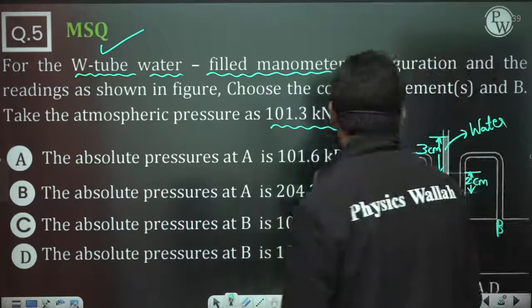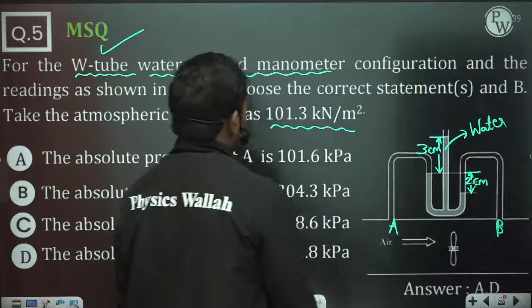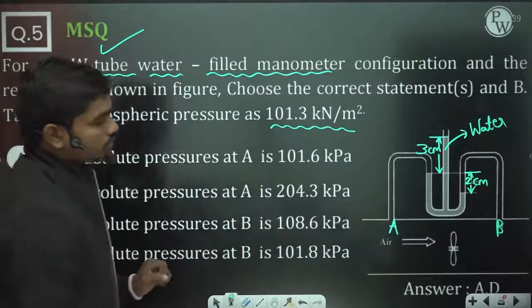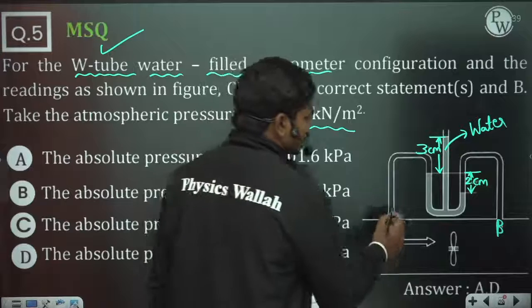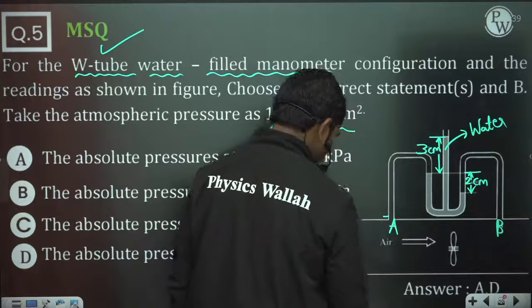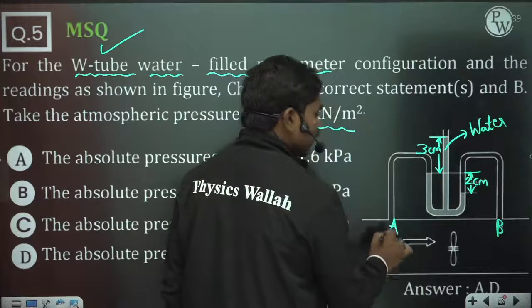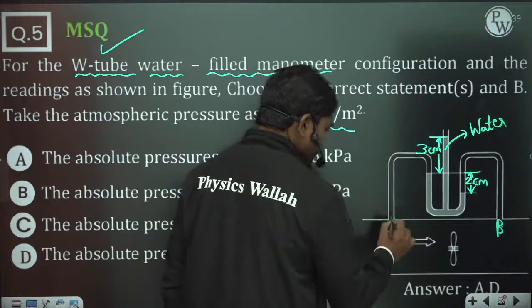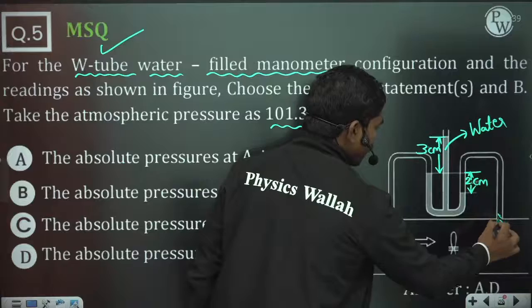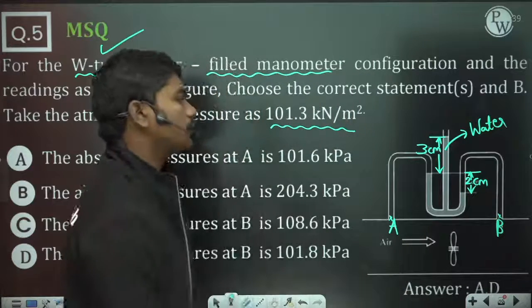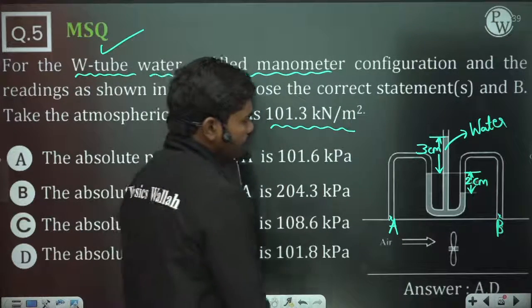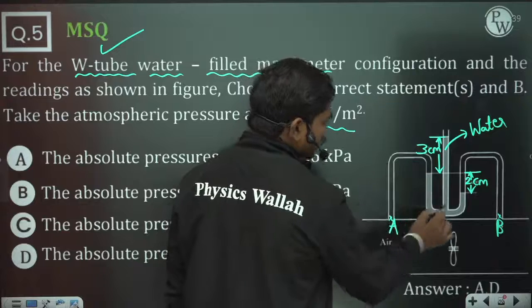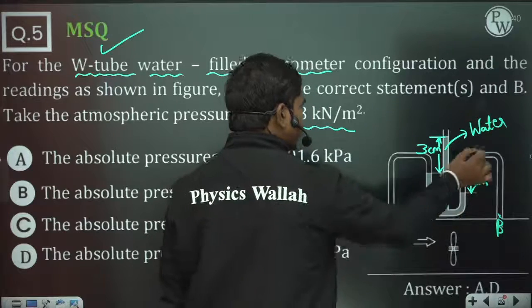Fine, look here. So this is point A and this is point B now. How to calculate pressure at this location A? Let us suppose we are calculating the pressure at this location, and this substance is actually air that is moving here. So let us suppose this is the location A and this is the location B. Now first of all, this is acting like an inverted tube manometer here.